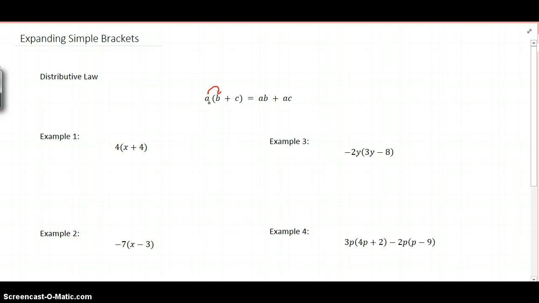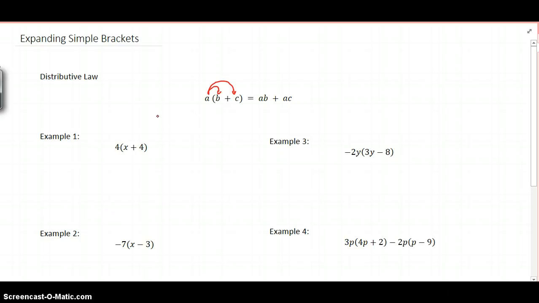So the first thing I did was multiply that a with b. And if I multiply a and b together, the result of a times b is ab. Now I still need to multiply everything outside of that with everything on the inside. So the last thing I need to multiply is a times c, and a times c gives us ac. And so that gives us the distributive law.